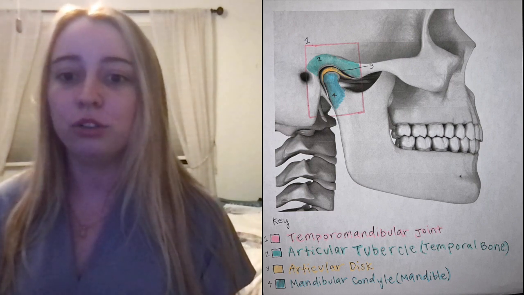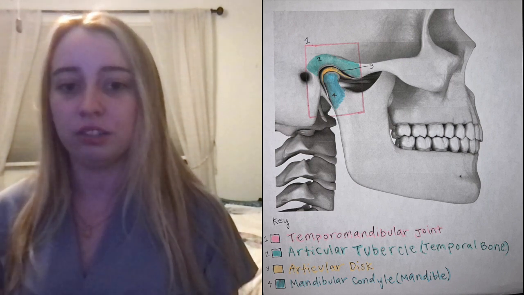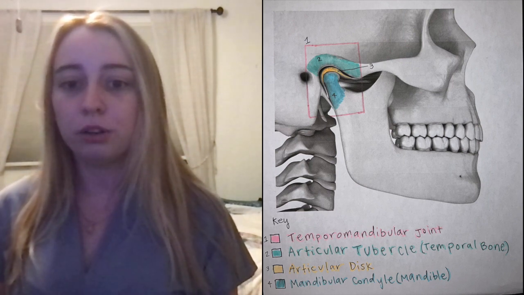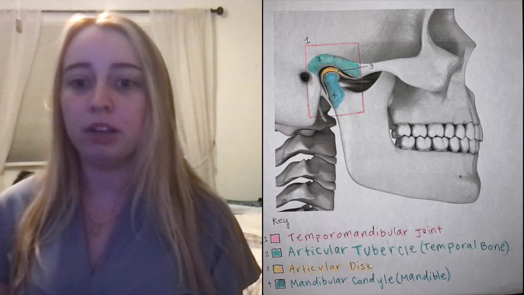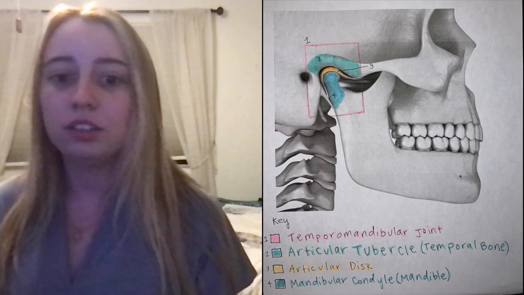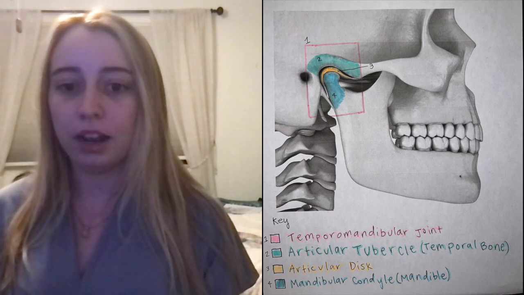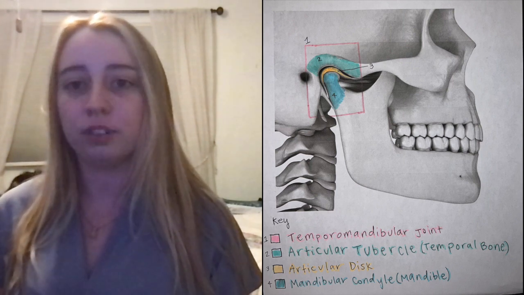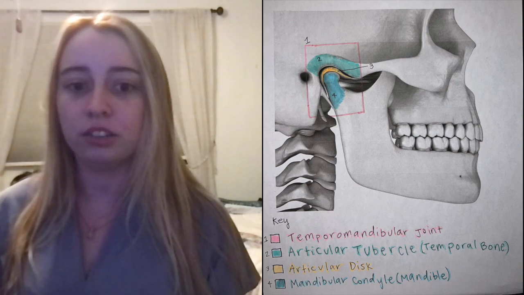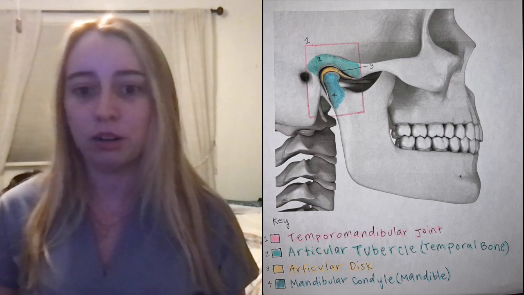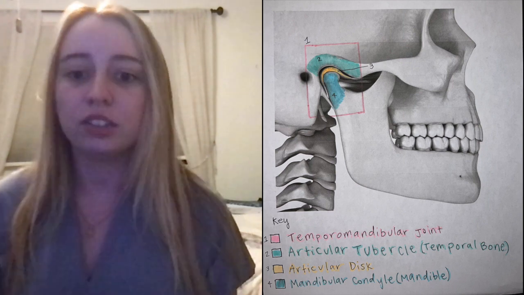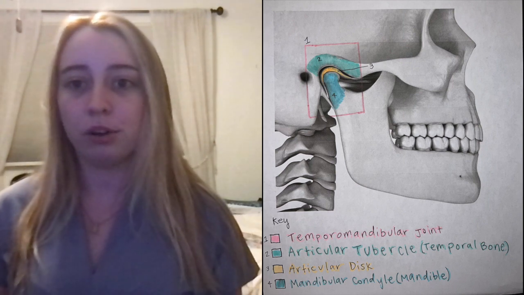It is a synovial joint composed of two articulating surfaces: the articular tubercle of the temporal bone and the mandibular condyle. These two surfaces are separated by an articular disc that reduces friction between articulating surfaces and stabilizes the condyle of the mandible. The surfaces are lined by fibrocartilage.